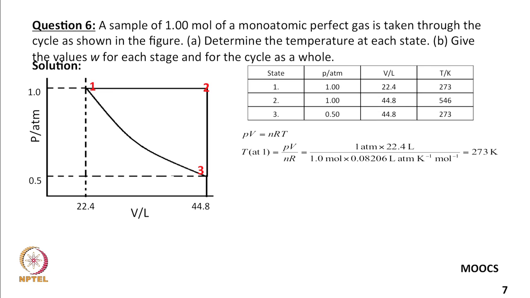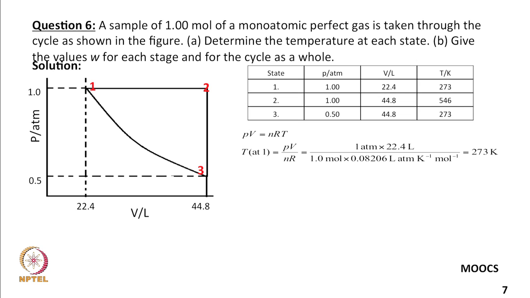And 1 to 3, please note in the figure, 1 to 3 is an isothermal expansion. Isothermal means temperature has to be same. One can simply use this property. That means the temperature at stage 1 and stage 3 has to be same, that is 273 Kelvin.